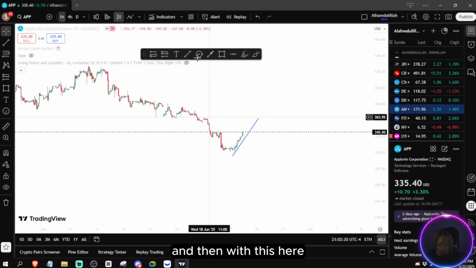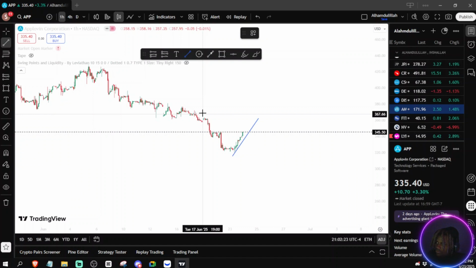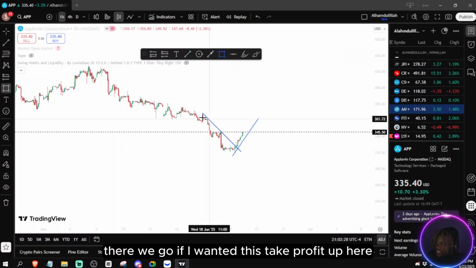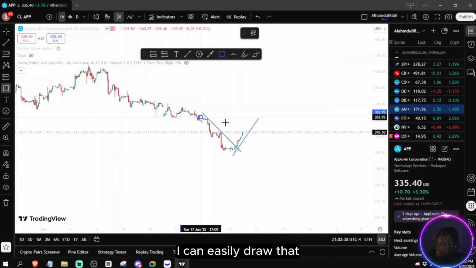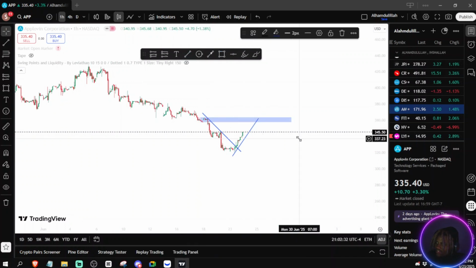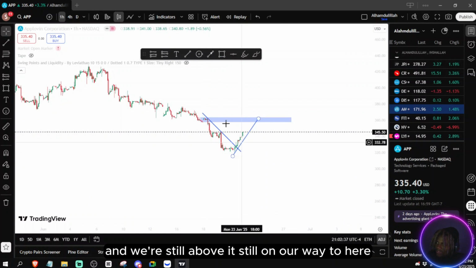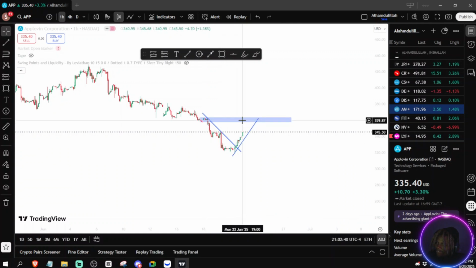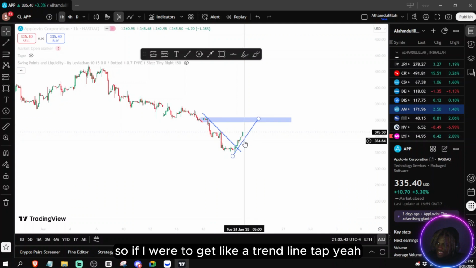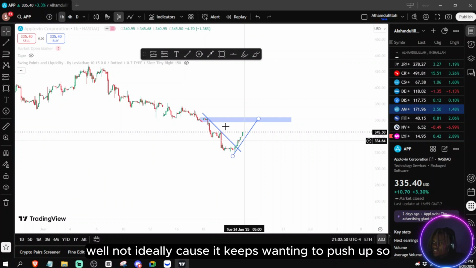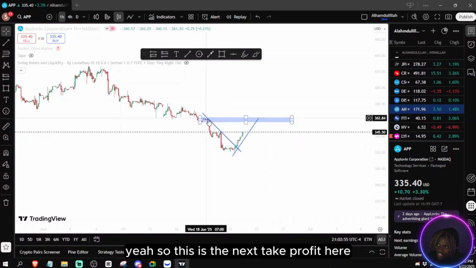And then with this here, there we go. If I wanted this take profit up here, easily draw that. And you can see this tip lines up with this corner here, and we're still above it, still on our way to here. So if I were to get a trend line tap, well, no. If price came down to the trend line, well, not ideally, because it keeps wanting to push up. So this is the next take profit here.